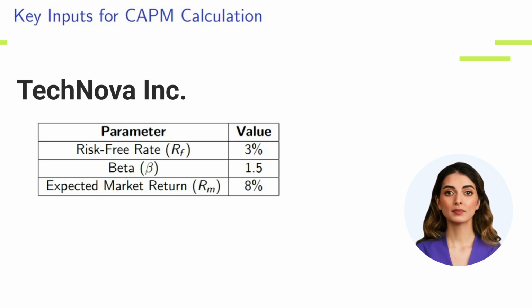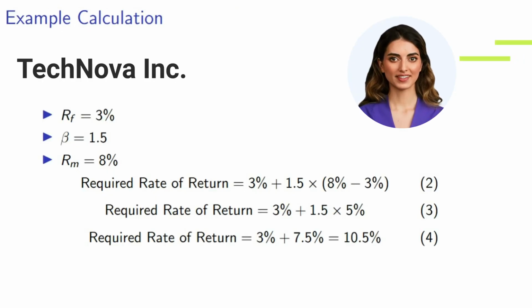Now let's plug these numbers into the formula. Start with the risk-free rate, 3%. Next, the beta is 1.5. Finally, the market return is 8%. Let's substitute these values into the formula. First, calculate the spread between the market return and the risk-free rate. On average, the return of the market is 8%, while the risk-free rate is 3%. The spread is 5%, which is generally known as the market risk premium.